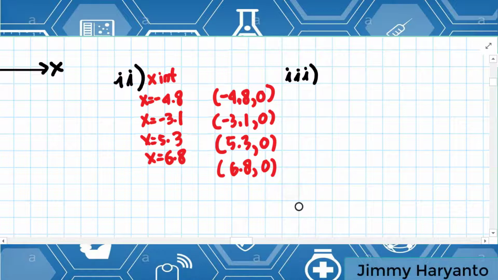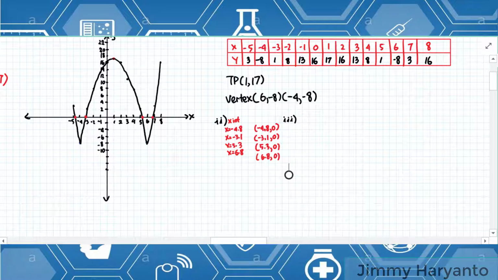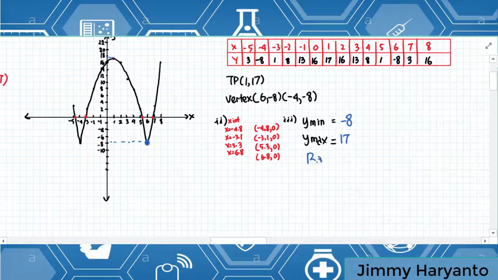And then for the third one, it asks for the range. Remember, the range is the values of y, so we have to provide y minimum and then y maximum. The y minimum is this one, it's negative 8, and the maximum is this one, it's 17. So the range will be from negative 8 until 17. There you go. That is the answer for number 1.